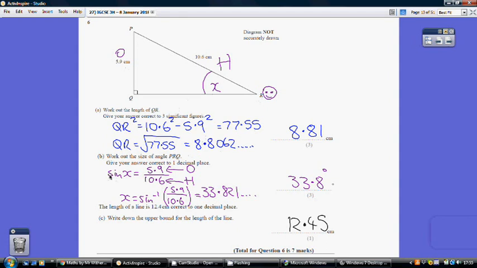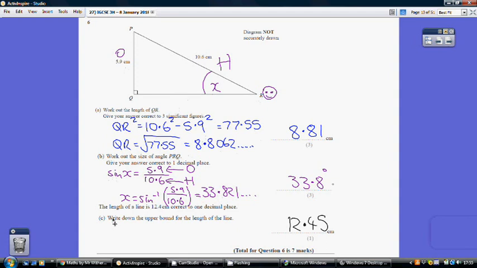Inverse sine both sides to make x the subject. So x equals inverse sine of 5.9 over 10.6. Pop that into a calculator, we get 33.821 dot dot dot. So to one decimal place, so one number after the decimal point, that is 33.8.